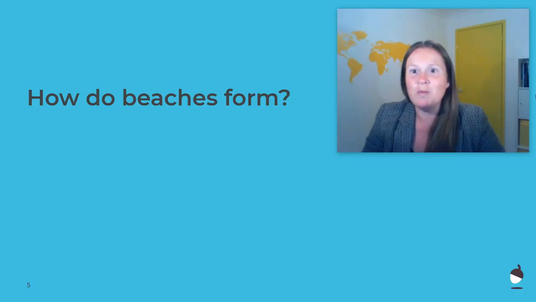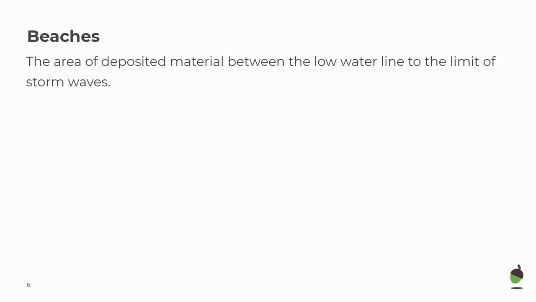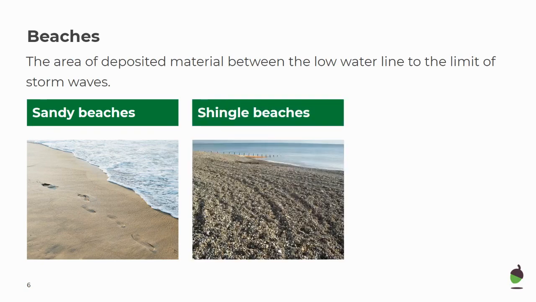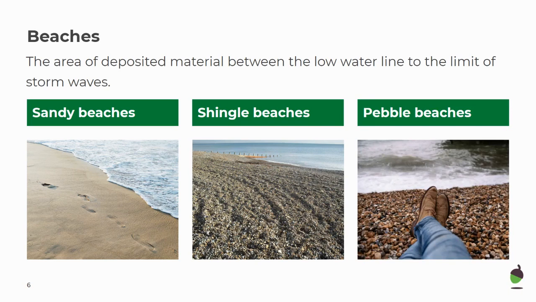So how do beaches form? Beaches are the area of deposited material between the low tide line to the limit of the storm waves. People think there are just one type of beach, but actually there are many. We get sandy beaches, shingle beaches, pebble beaches, and even coral beaches. And they all look slightly different.